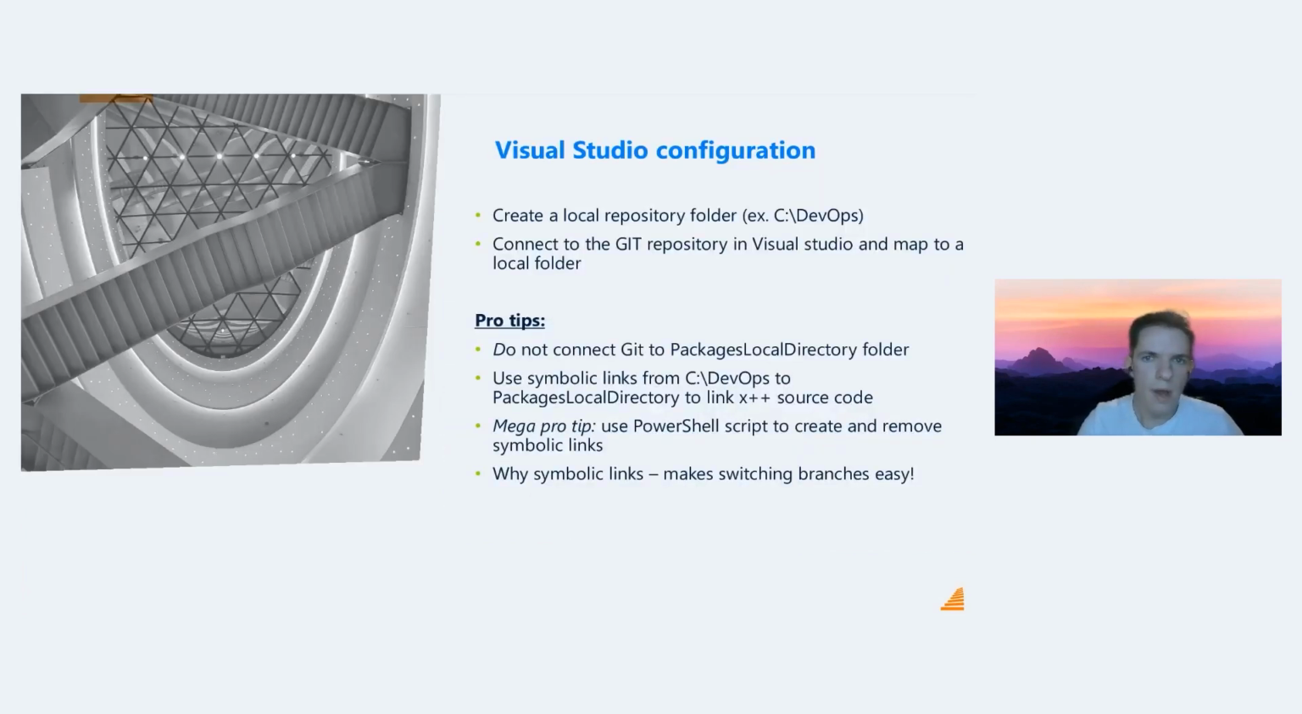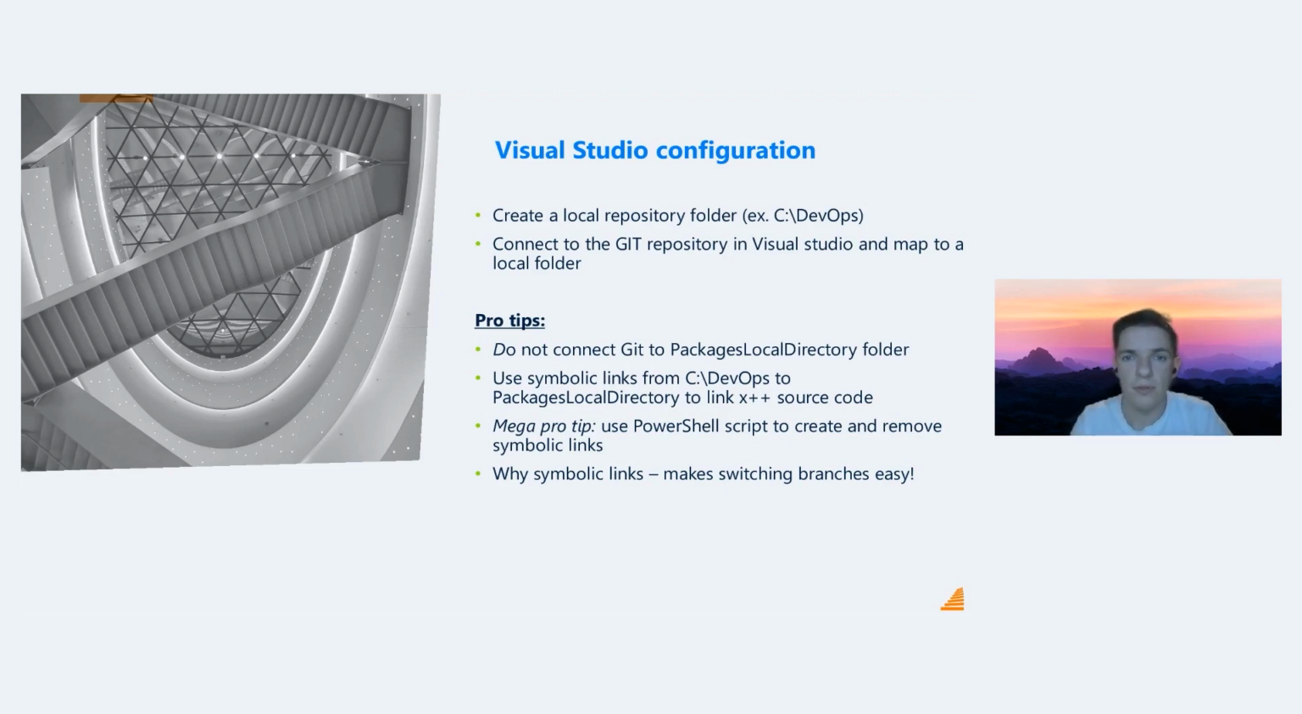When you have that ready, the next step is to configure Visual Studio, the developer toolkit. Configuring Visual Studio and your local machine is quite easy. You need to create a repository folder like C DevOps or C source control, whatever you name it. You should not map Git to the package's local directory. I'll explain why.